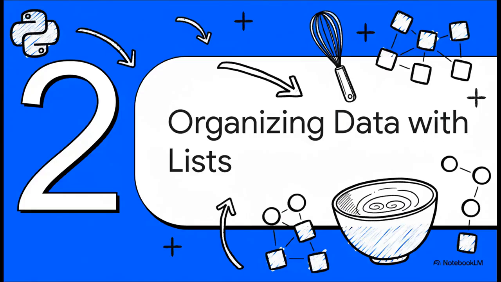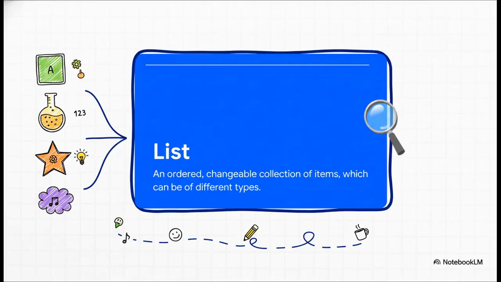Okay, so we've got our basic ingredients, right? We have variables and different types of data. But to cook up anything interesting, we need a way to organize them, kind of like putting everything together for a recipe. In Python, the number one way to do that is with a list. And it's pretty much what it sounds like. It's a container that holds a bunch of items in order. The best part? You can totally mix and match different kinds of data in the same list.